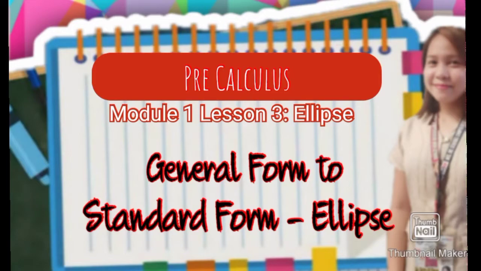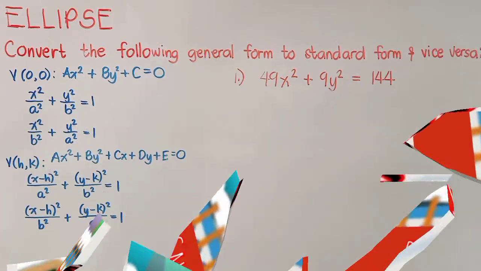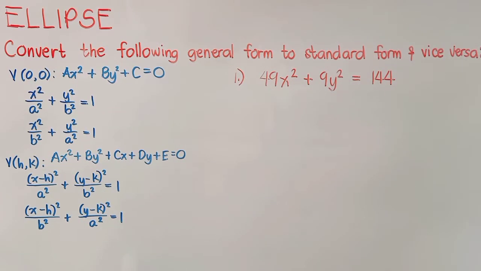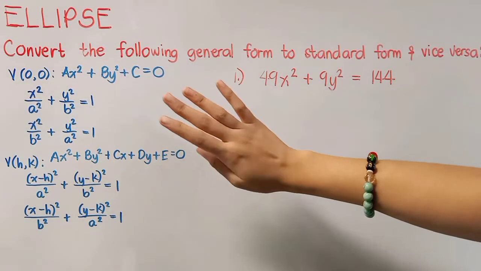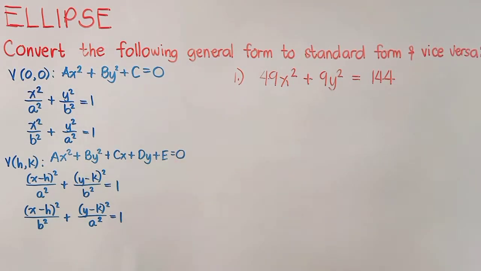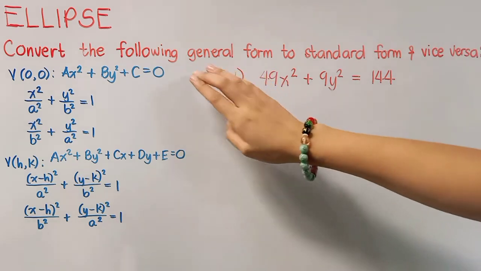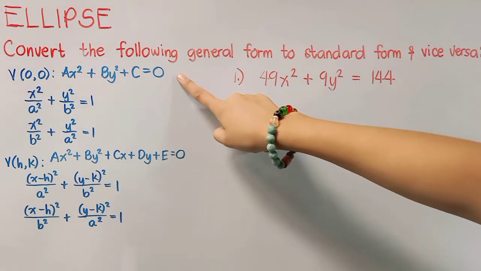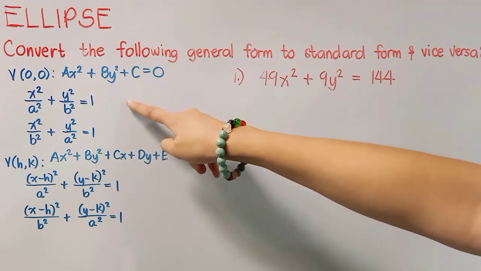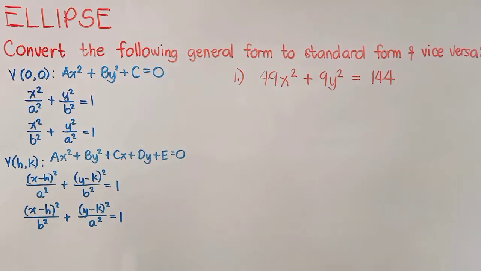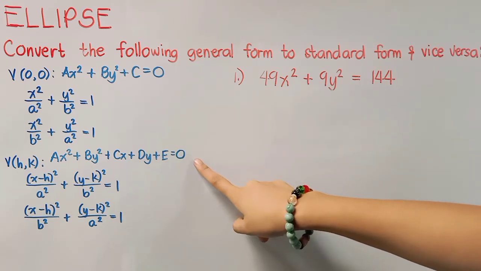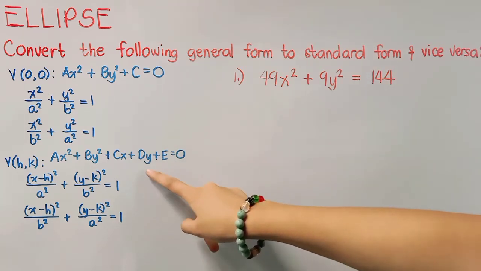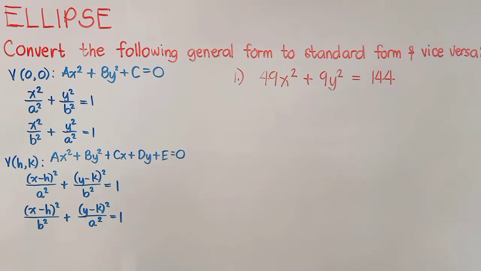For today, we will rewrite the general form to the standard form of an ellipse. From our previous video, I discussed how to derive the equation of an ellipse. If our vertex is at 0, 0, our general form looks like this. There are three terms, and our standard form looks like this. Well, if our vertex is at any point (h, k), we have here our general form with 5 terms, and our standard form looks like this.